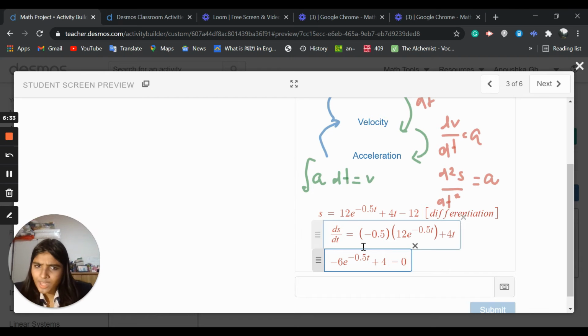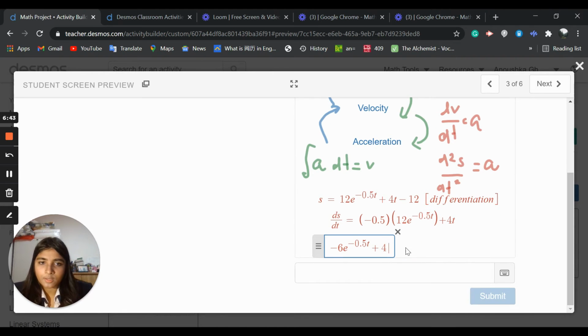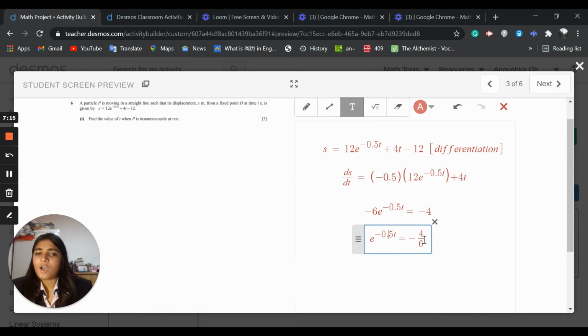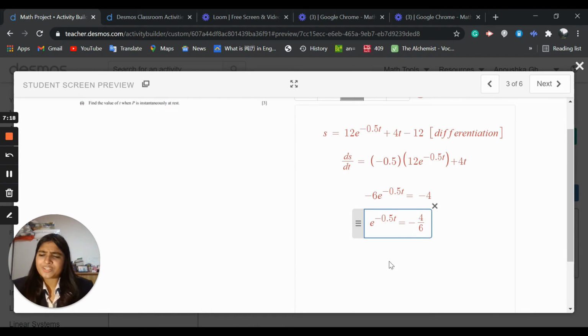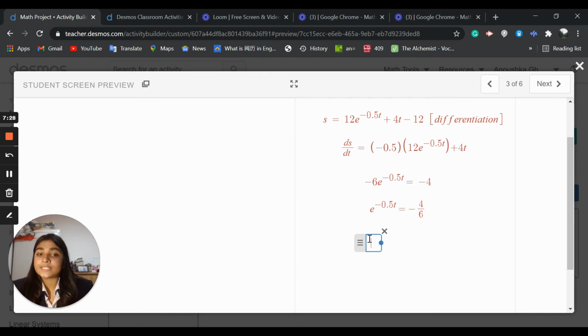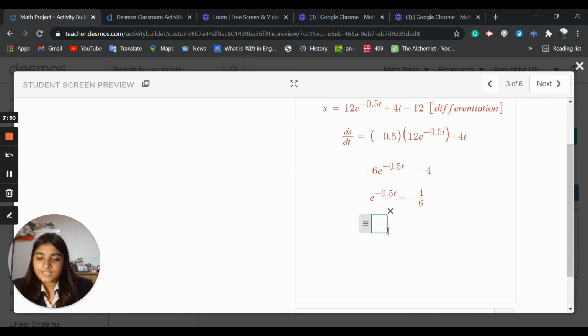So, once we know that, you can move the negative 4 here, equals negative 4, and then e to the power of negative 0.5t is equal to negative 4 over 6. Now, moving further, after simplifying this, you must be wondering, how do we move the e and try to find negative 0.5t? Well, with simple logarithm laws, we'd be able to do so. So negative 0.5t is the index in this case. With this answer, we would have to remove the index, make it the subject.